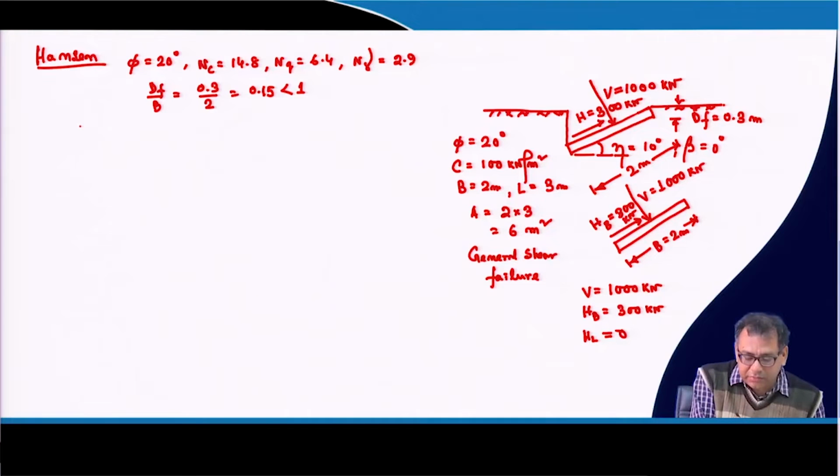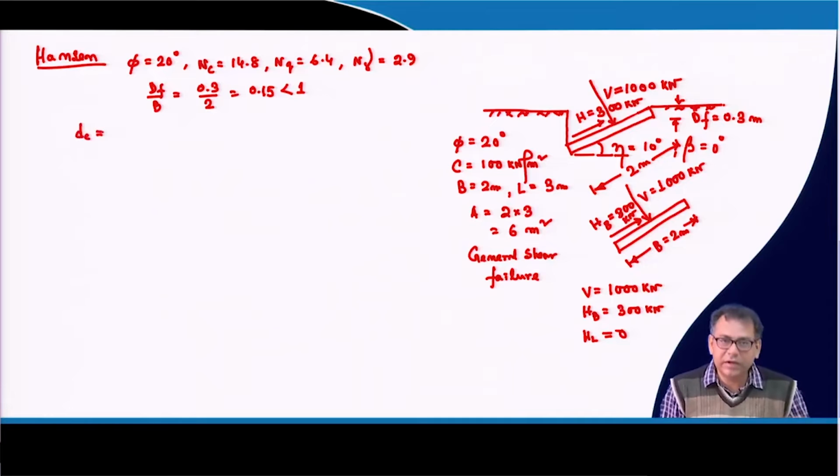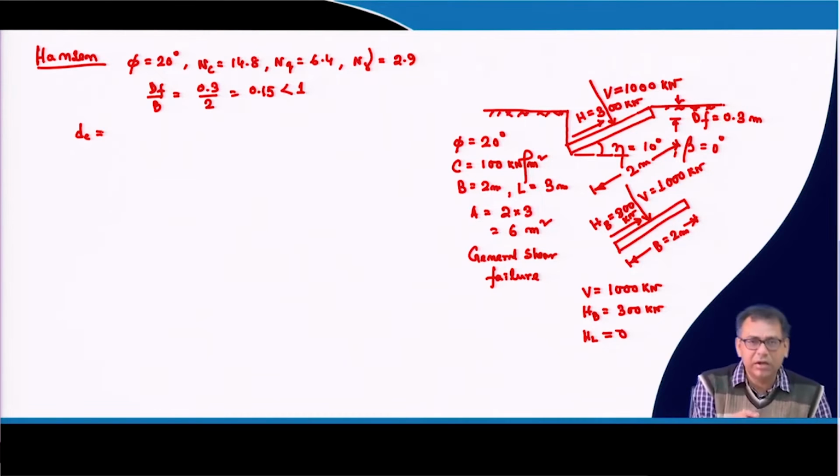Now, first we will calculate the dc. I am going for dc because here we do not need dcB or dcL, since only one set of factors has to be determined because HL is equal to 0. In the previous problem I gave dcB and dcL because we had to calculate two sets of factors in the bearing capacity equation. But here only dc, because only one set, actually this is dcB.